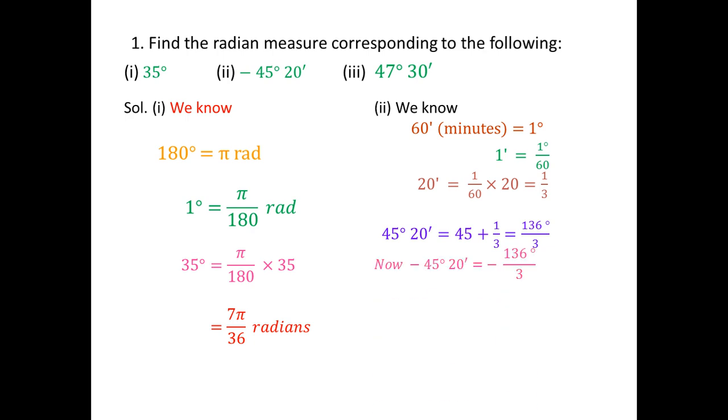Now our question is minus 45 degree 20 minutes. So we write it as minus 136 by 3 degree. Now we have to convert it into radian, so we multiply it by pi by 180. Minus pi by 180 into 136 by 3. After simplifying, we get minus 34 pi by 135 radians. This is our answer.